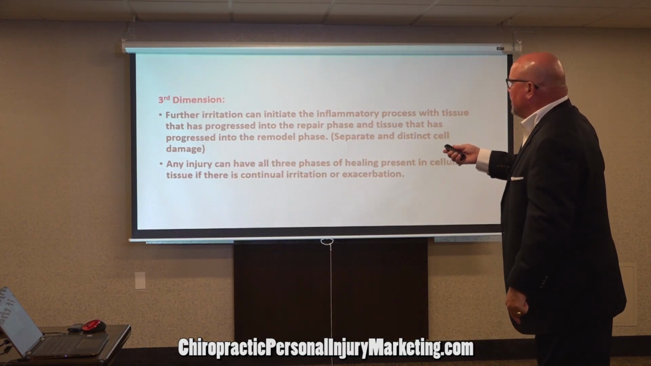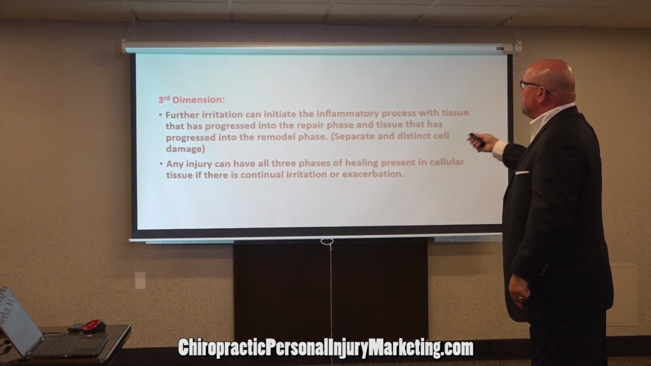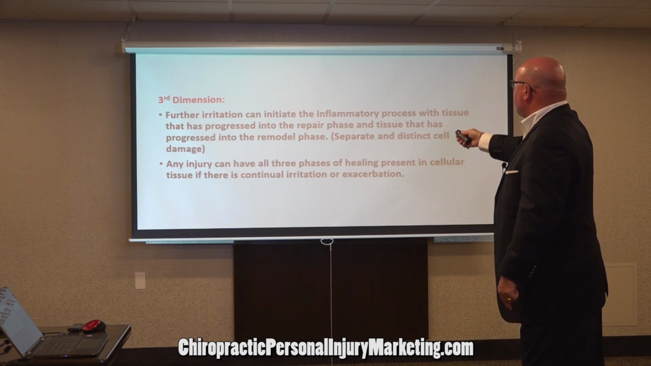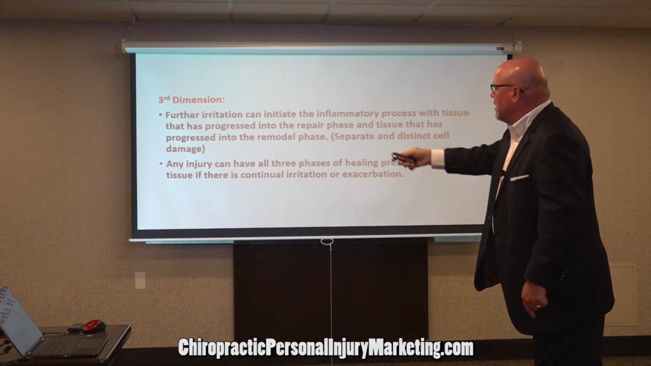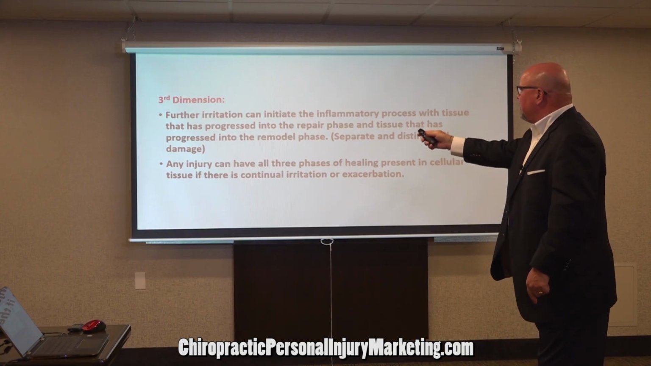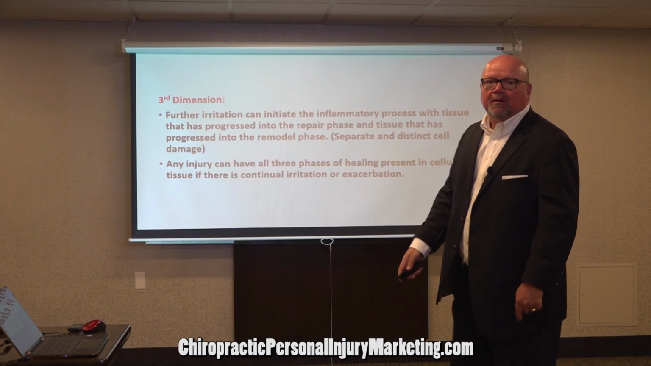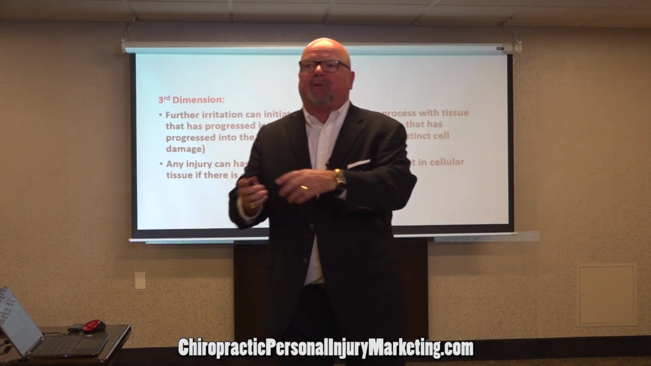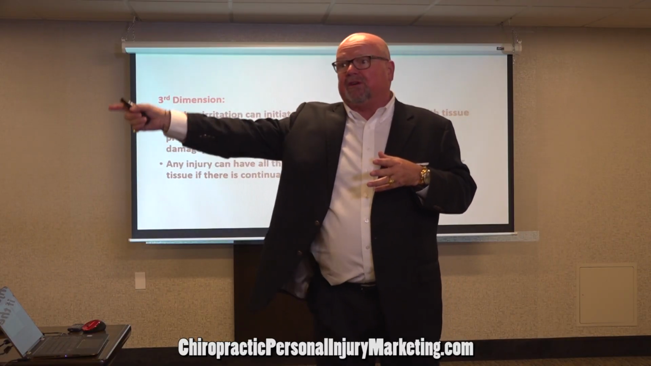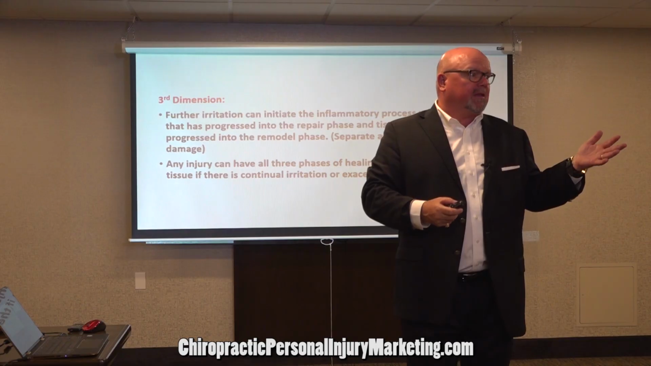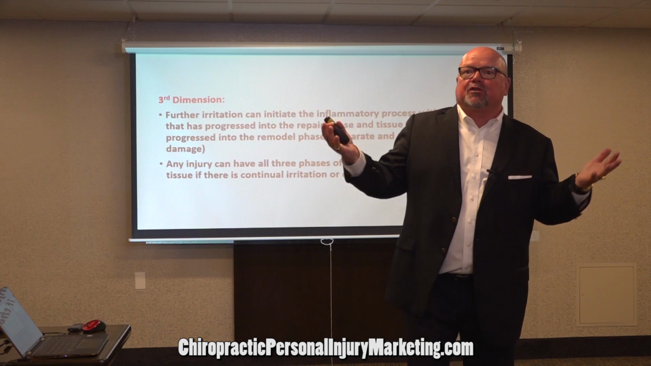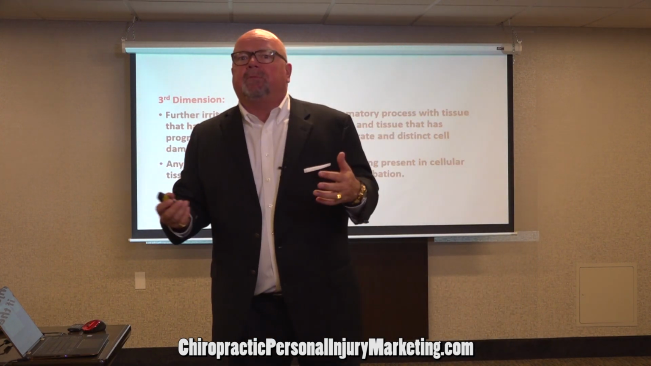What's the third dimension? Further irritation can initiate an inflammatory process with tissue that has progressed into the repair phase and tissue that has progressed into the remodel phase. Separate and distinct cell damage. Any injury can have all 3 phases of healing present in cellular tissue if there is a continued irritant or exacerbation. You can have all 3 going on simultaneously. You can have pain and inflammation. That tissue could have progressed into the repair phase, and you could have re-irritated, creating different pain and irritation, as well as tissue that's now in the remodel phase. So you can have all 3 biomarkers going on, so you go, well, what therapy would you use? Well, it totally depends on your biomarkers.